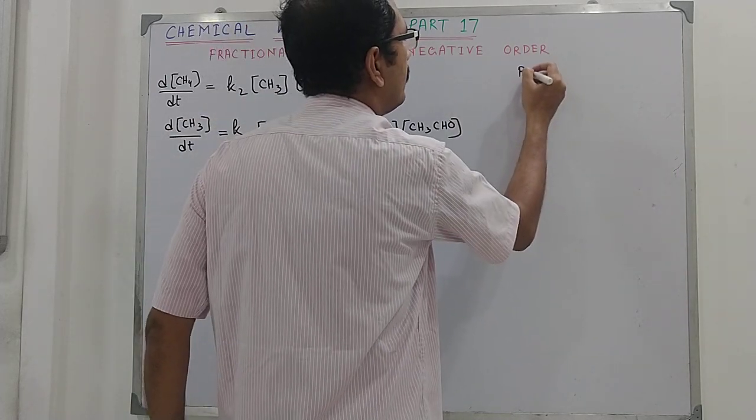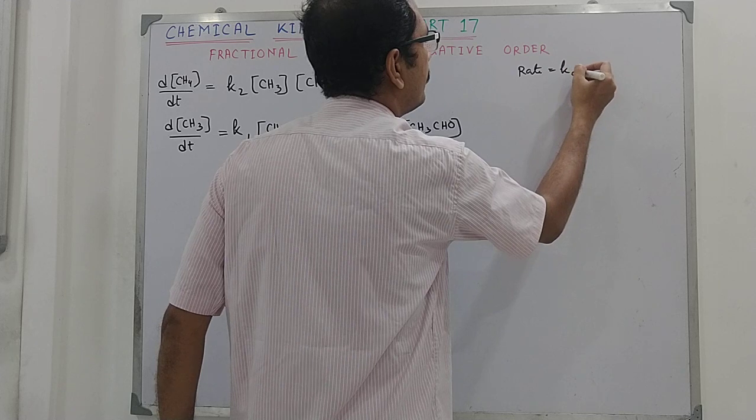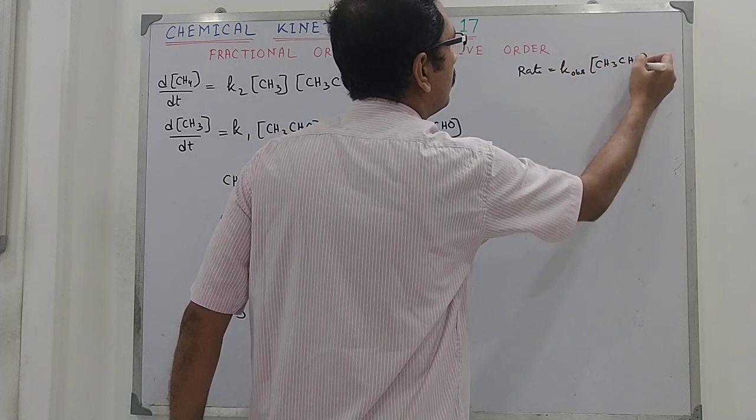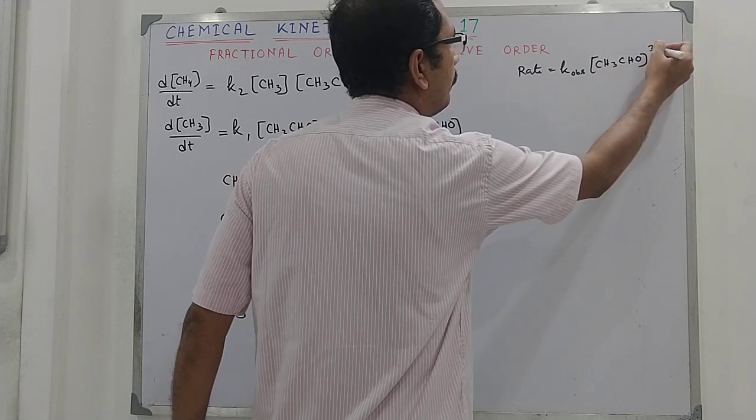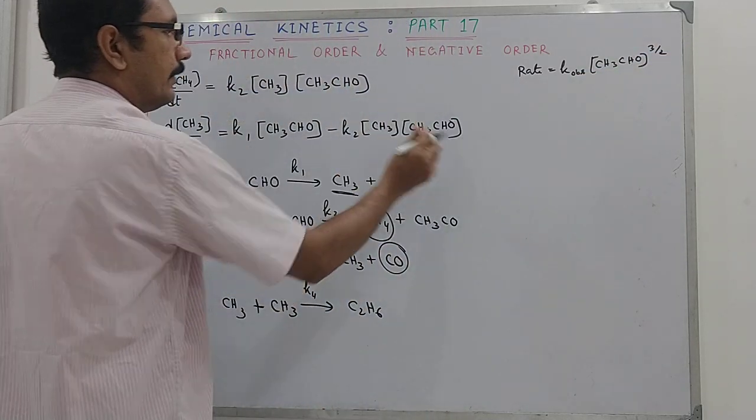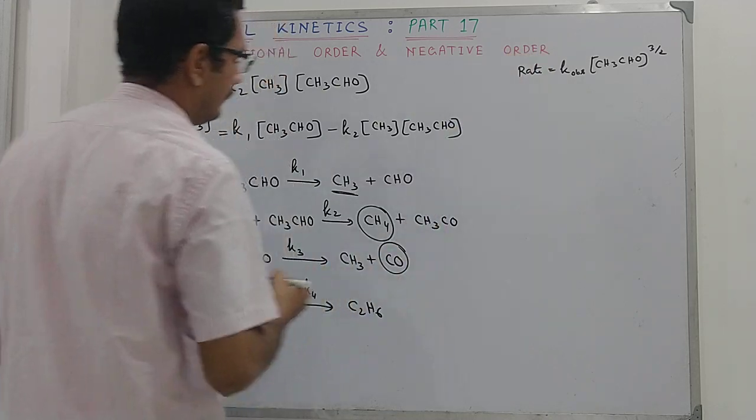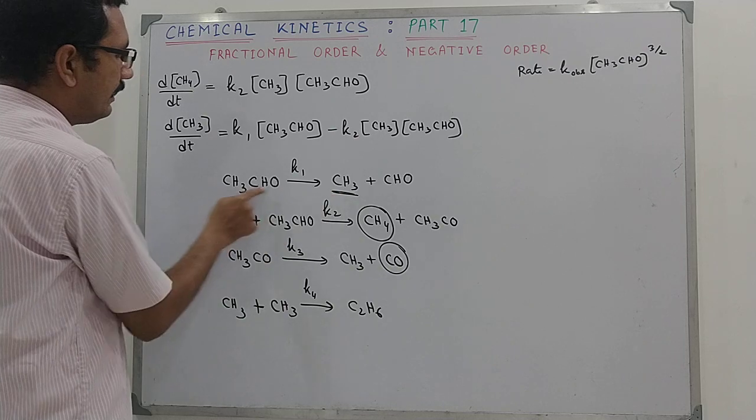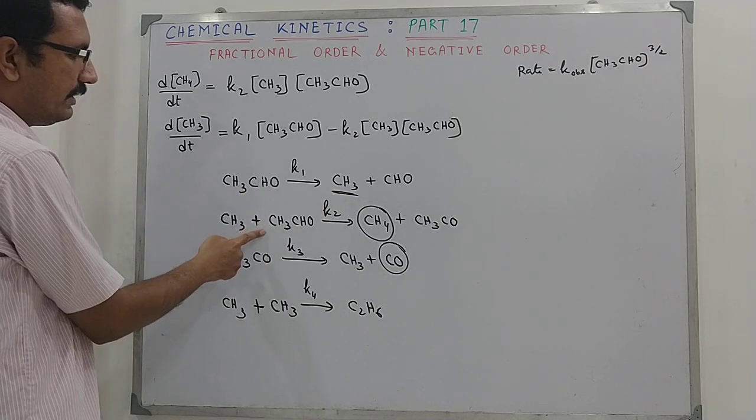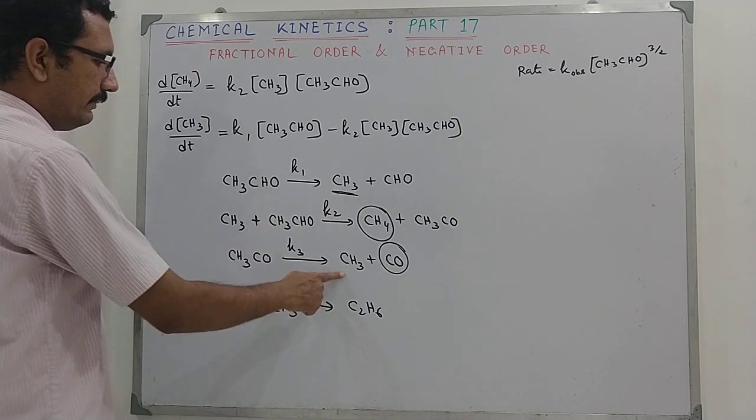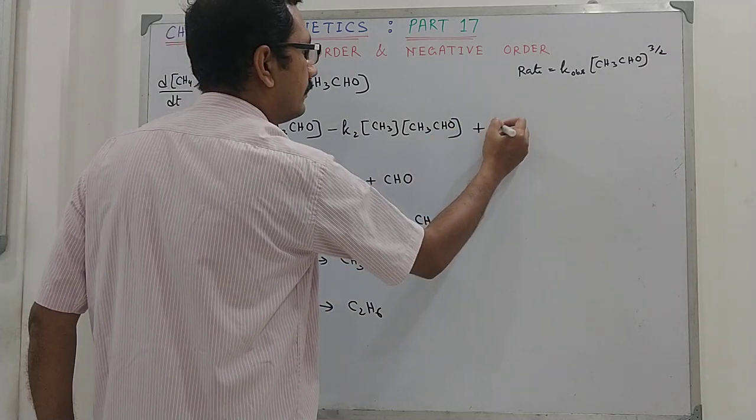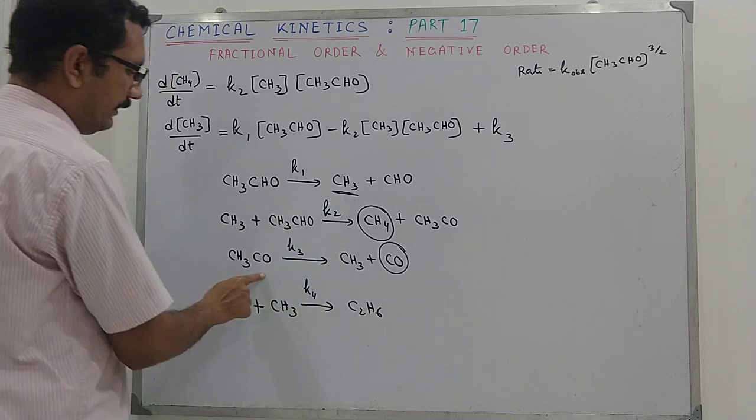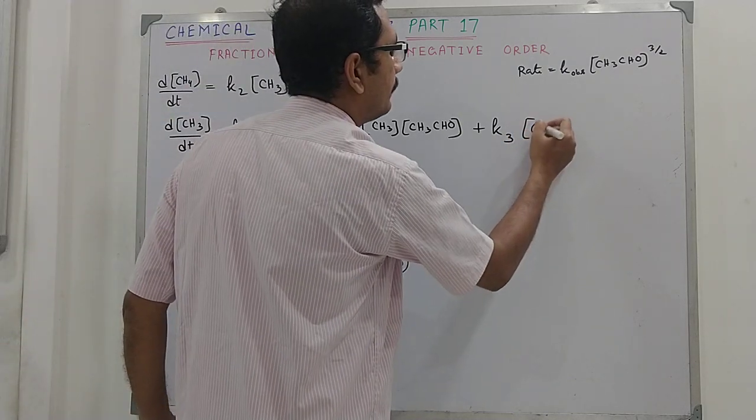The observed rate equation is rate equals K observed into concentration of the reactant to the power 3/2. Our aim is this equation. Now the rate of change of CH3 is given by: this is generated in this reaction, this is lost in this reaction, this is again generated in this reaction. So it will be plus K3 into CH3CO.